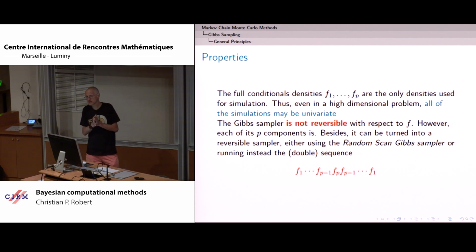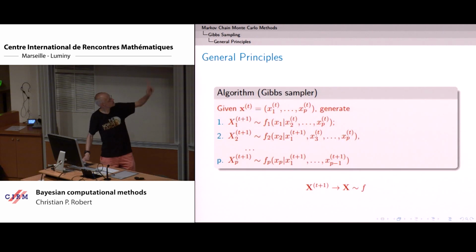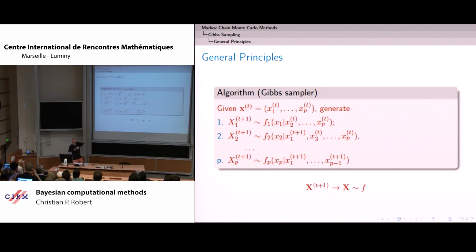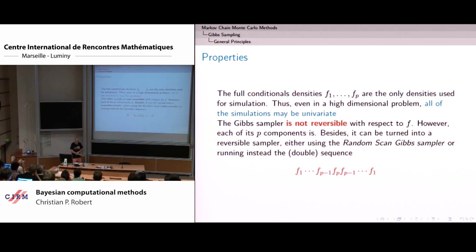Another property is that it's not a reversible method. It's a combination of reversible steps. So if you want to achieve reversibility, you proceed by turning this range of simulations into a random sequence. Either you pick a number at random, or you pick a permutation of 1 to p randomly. And then you recover the reversibility that you may need for the central limit theorem, for instance.